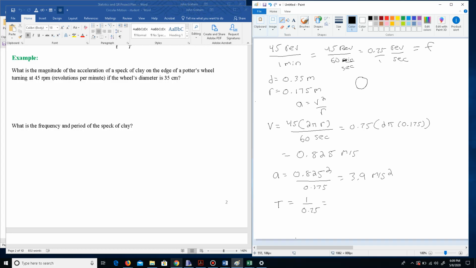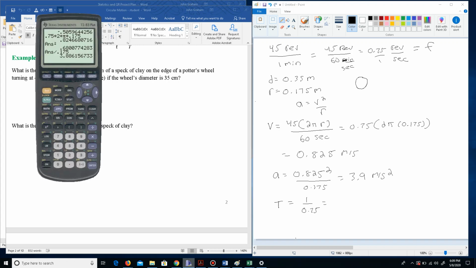Since we flip it, it's seconds over revolution, so seconds. One divided by 0.75, you get 1.33 seconds. All right, so now that we have a new formula for our acceleration, we can look at how this affects the force.